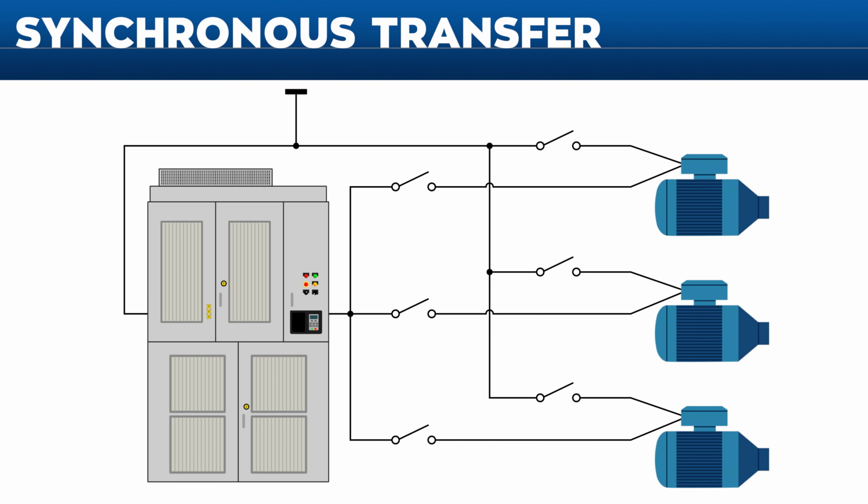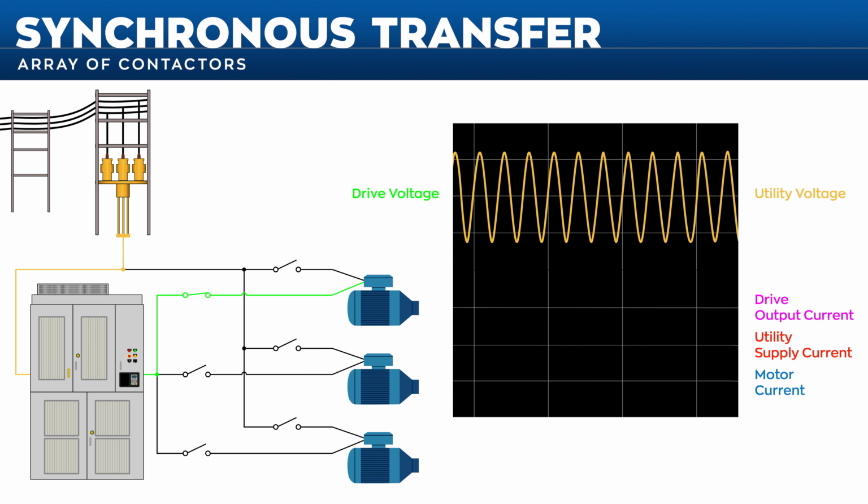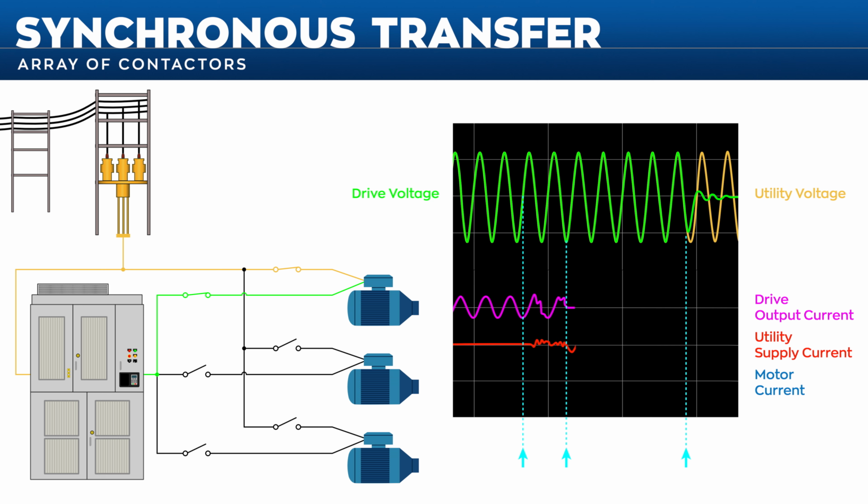In a typical synchronous transfer application, an array of contactors is used to connect an MV drive output to the first motor. The drive is used to start the motor and can be used to regulate motor speed and torque operation. When full speed operation is required, the MV drive accelerates the motor to 60 Hz and synchronizes the drive output frequency with the utility supply frequency. When the voltages match, the drive closes a contactor to bring the motor on the line.